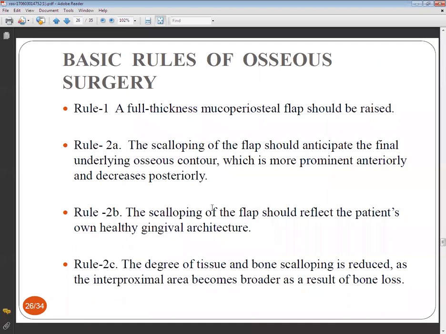So what are the basic rules of your osseous surgery? You should anesthetize the area, give all the incisions, reflect the full thickness flap, and the scalloping should follow the osseous contouring. While placing, it should properly adapt to your underlying bone. The scalloping of the flap should reflect the patient's own healthy gingival architecture. The degree of tissue and bone scalloping is reduced. The interproximal area becomes broader as a result of bone loss.